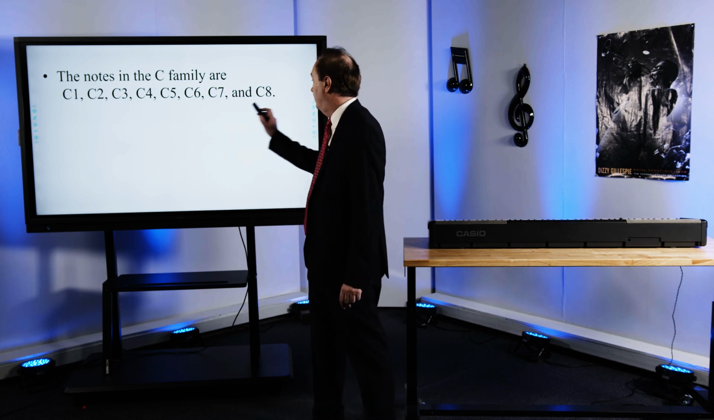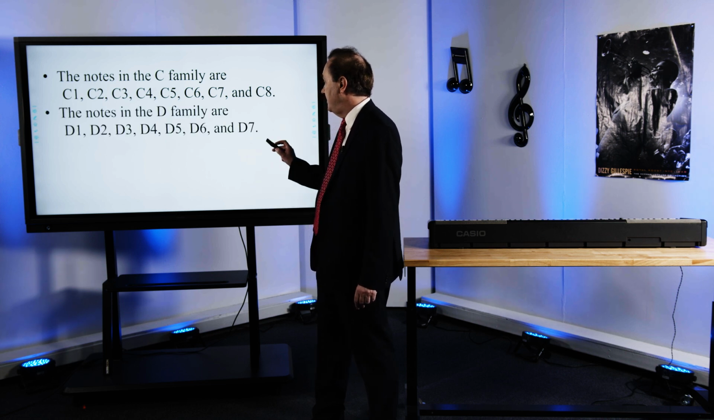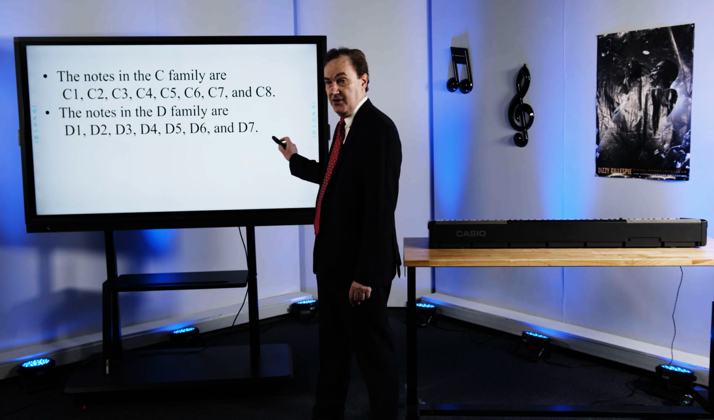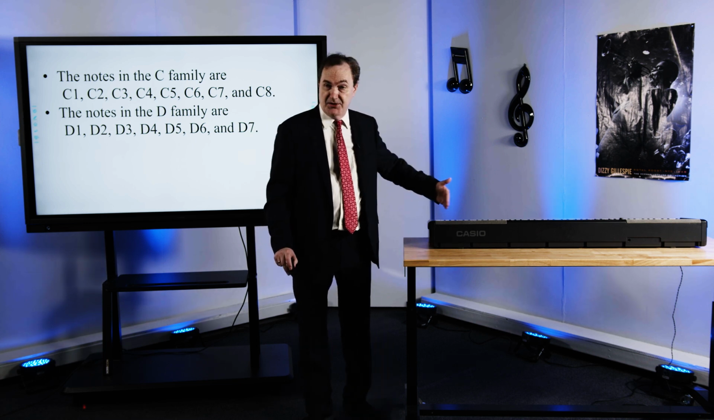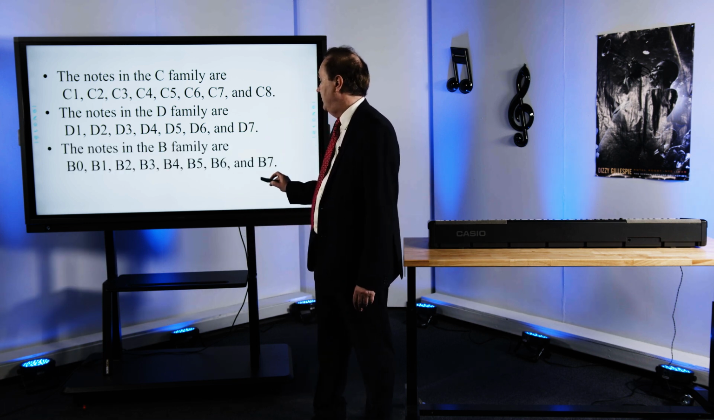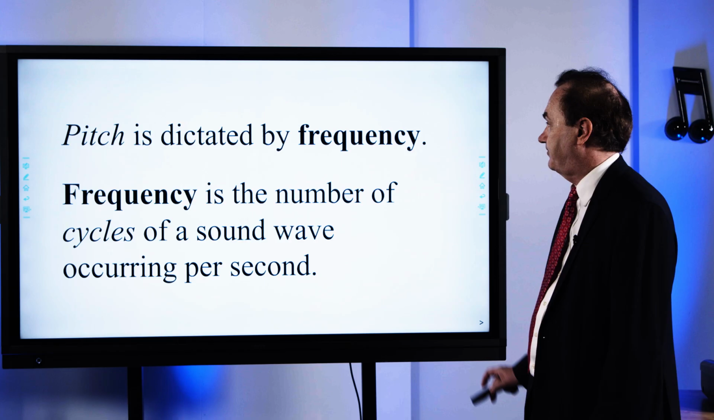So the notes in the C family, each note can be uniquely identified as follows. We have C1 through C8. For the D family, we have D1 through D7. There is no D8 because the keyboard doesn't go up that high. The notes in the B family are B0 through B7, and so forth.